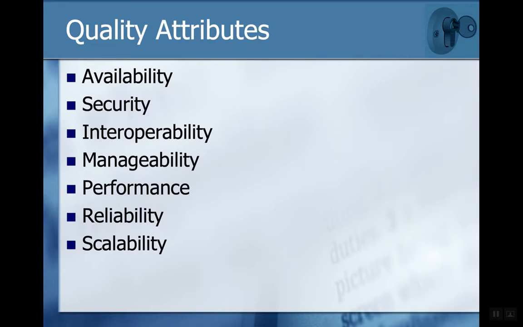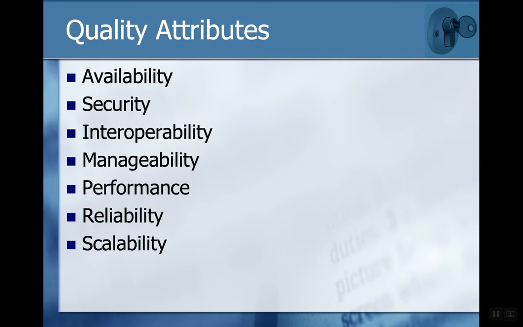When we talk about quality attributes, for the most part we call these the "-ilities." From a software engineering perspective, we call these non-functional attributes. These are the characteristics associated with the software over and above the functionality it's supposed to do. So if you've got a program designed to be a calculator, obviously it does addition, subtraction, division, multiplication, all those things. However, there are other attributes associated with it, like availability, that it works when you turn it on, security, interoperability, manageability, reliability, scalability. These are all different attributes.